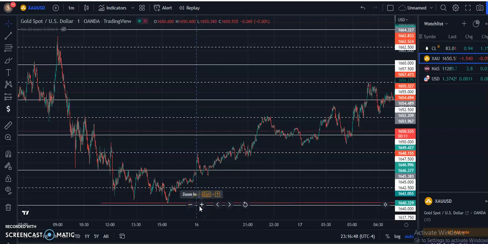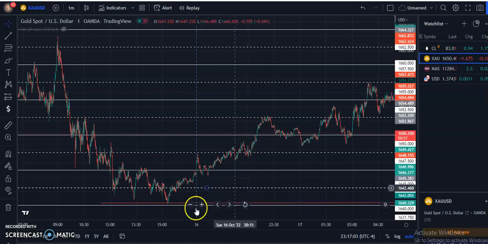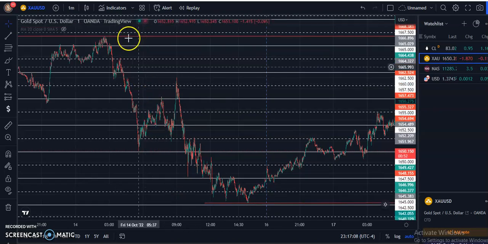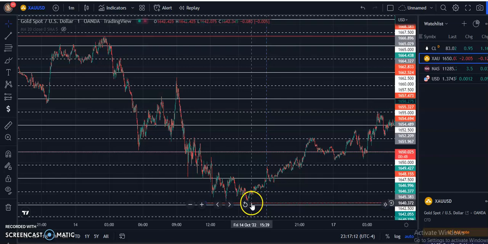Today I'm going to combine Monday's trade and Tuesday's trades, and we'll see how different they were. So this is Monday, a trade that I took on gold. As you can see, this was the previous day's high, this was the previous day's low.